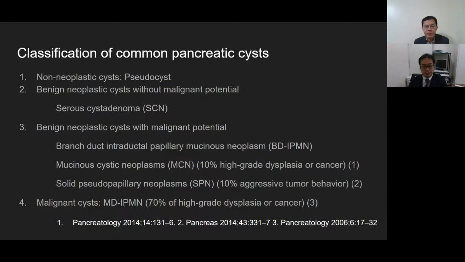So if we see a mucinous cystic neoplasm or solid pseudopapillary neoplasm, and we can make the diagnosis, we don't want to leave them in the patients. And the fourth group is the malignant cyst, which is main duct IPMN, which has a 70% chance of high-grade dysplasia or cancer. So this kind of cyst, certainly we cannot leave in the patient. So this is the background: some kinds of cysts we can leave alone, some we cannot leave alone, and some we need to follow up closely.